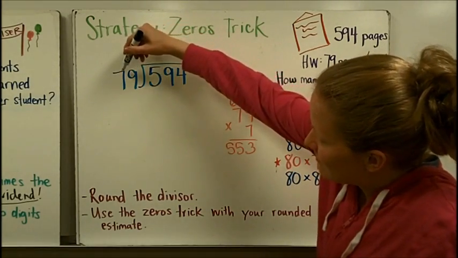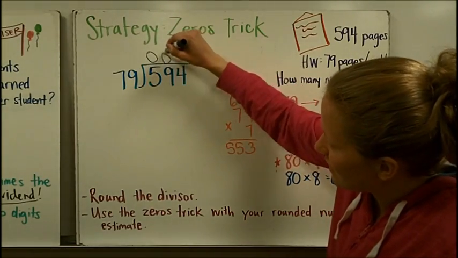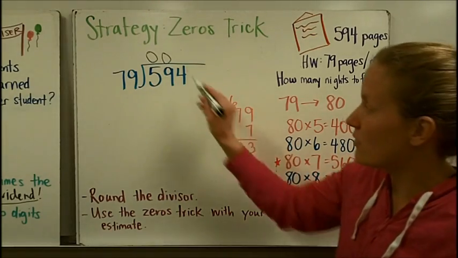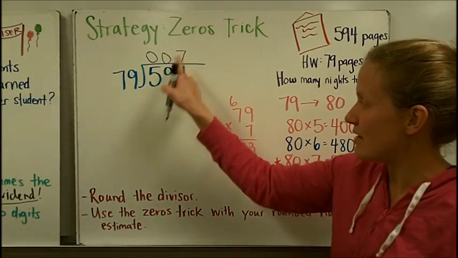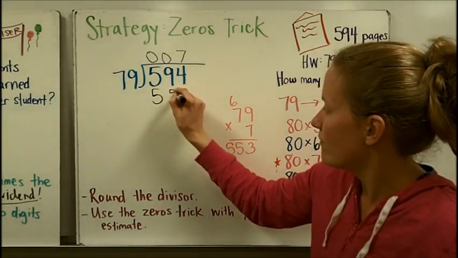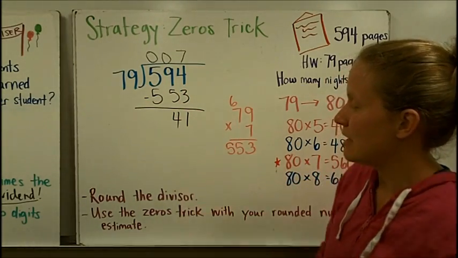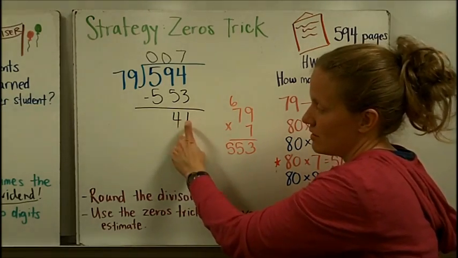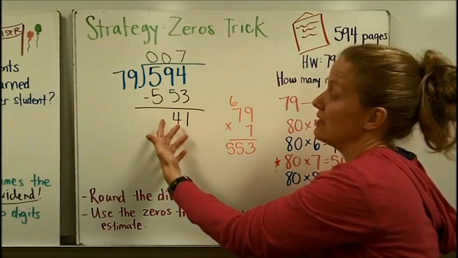So remember, 79 can't go into 5, 79 can't go into 59, but 79 can go into 594, and we think it's going to go in 7 times. And then I found out right here that 7 times 79 is 553. Then I'm going to subtract, and I get a difference of 41. If this number is smaller than my divisor, I know that I probably got it right.